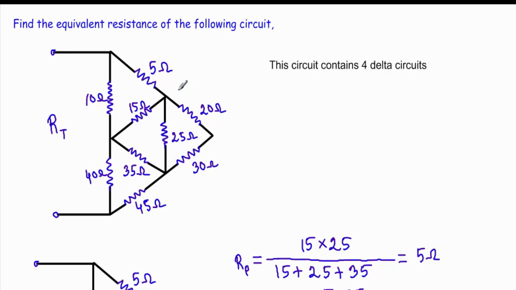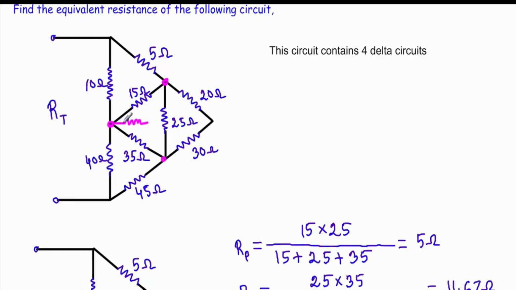Okay, now this is one terminal, this is another terminal, and this is another terminal, and within these three terminals a delta is connected. If I convert this into a Y circuit, at first I will get a resistance at this position. Let's say that resistance is RP. I will get a resistance at each terminal. If I want to convert a delta into Y, I simply multiply the adjacent resistances and divide that multiplication with the sum of the delta resistances.